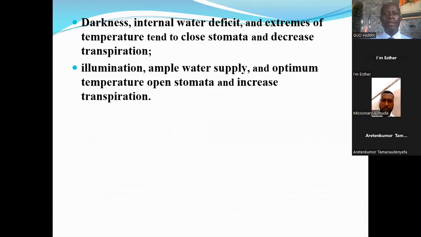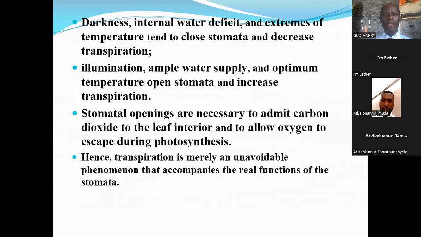Now, there are some factors that are responsible for the process of transpiration. Some of these factors include darkness, then also internal water deficit and extremes of temperature. These factors tend to close the stomata and decrease transpiration.